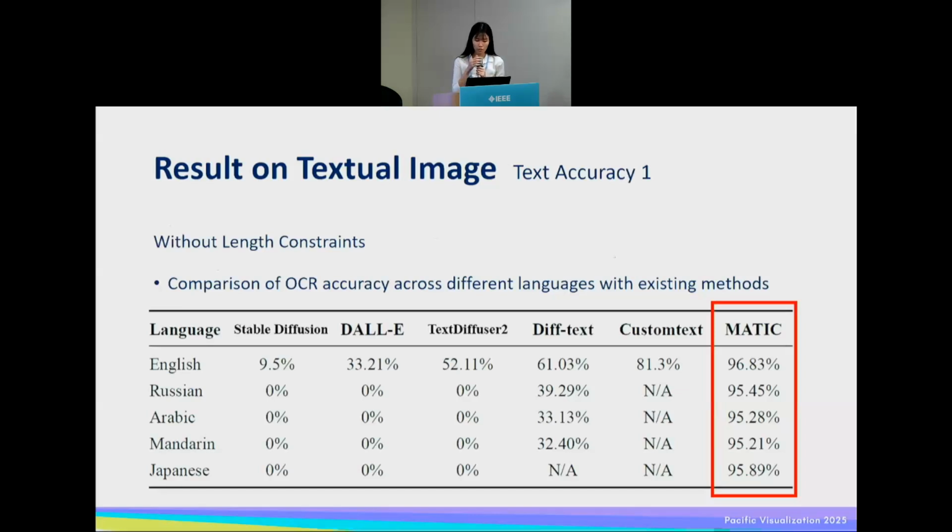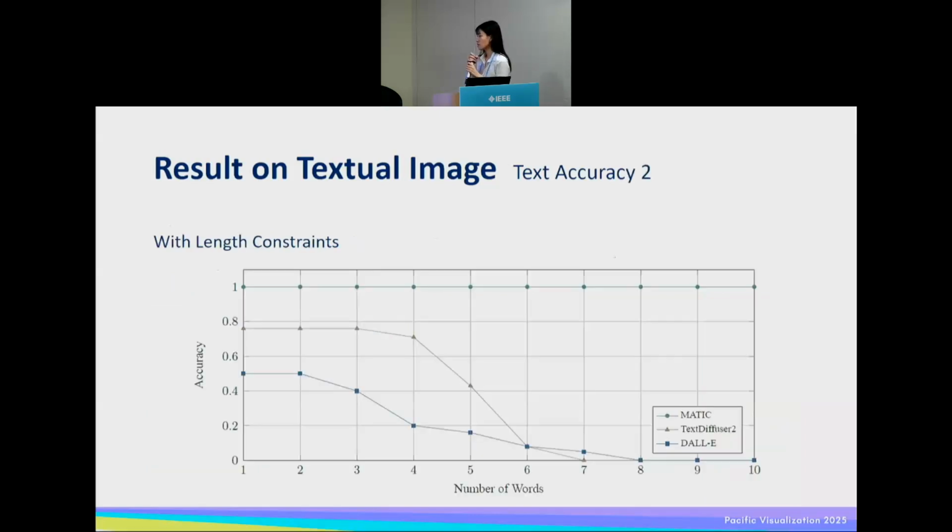And even with the length contrast here, we can see we have different numbers of words and the accuracy. Here we chose to compare with Text Diffuser 2 and DALL-E because they are open source, so we can check. The accuracy is calculated by how many images I need to create to have 10 correct images. So even with the length contrast, we still maintain very high quality.